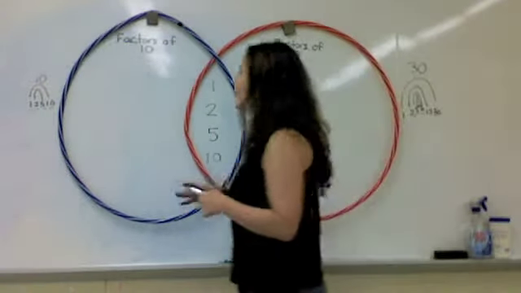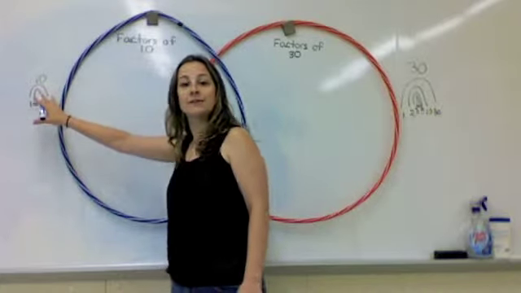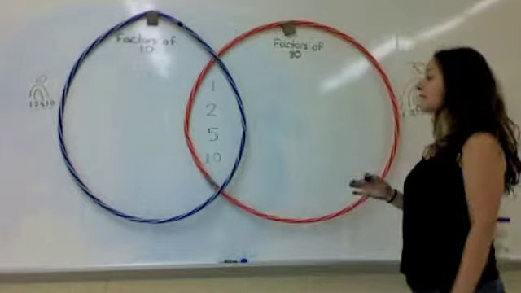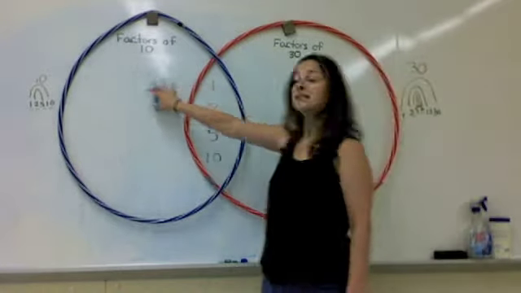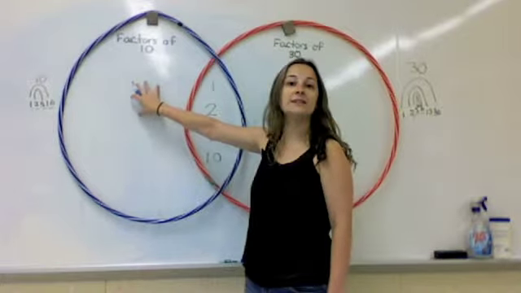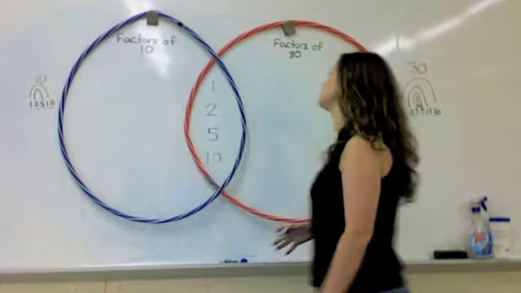Now, over here, I don't actually have any numbers that are just factors of 10, but not factors of 30. So what I'm going to do is leave this circle blank. There's nothing that's going to go just in the blue circle because that would mean they would be numbers that only belonged in factors of 10.